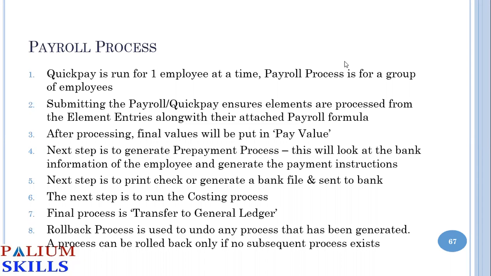Okay. So for the payroll process, we usually have two different ways of doing the payroll processing. One is one employee at a time, for which we run the quick pay. And the second one is the payroll process, which is for a group of employees. A group of employees can be based on different criteria, for example, everybody belonging to a particular payroll.